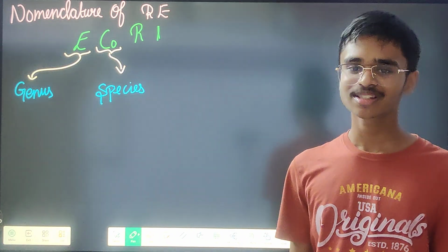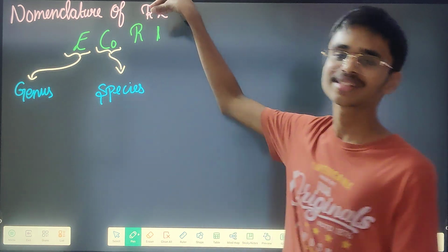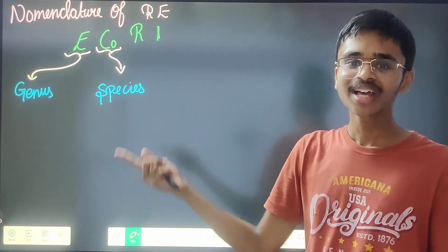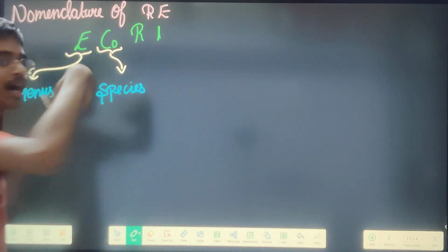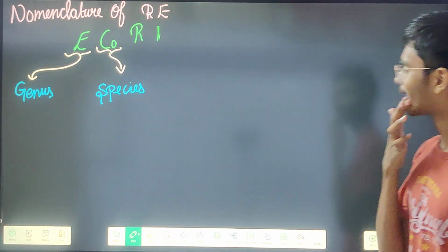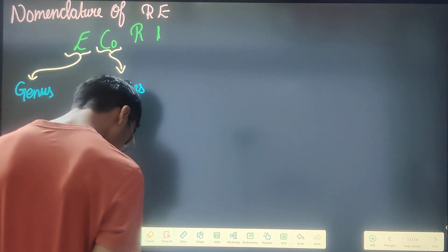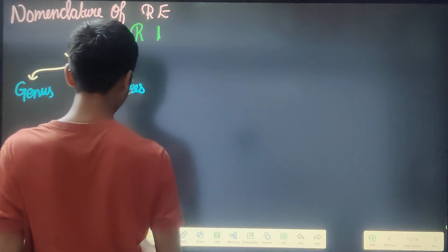Actually, you are not writing the genus and species of restriction enzymes, because that is a substance, and a substance doesn't have genus and species. You are writing the genus and species from where you have extracted the RE. RE is produced in E. coli, so that is why. Then what about R?